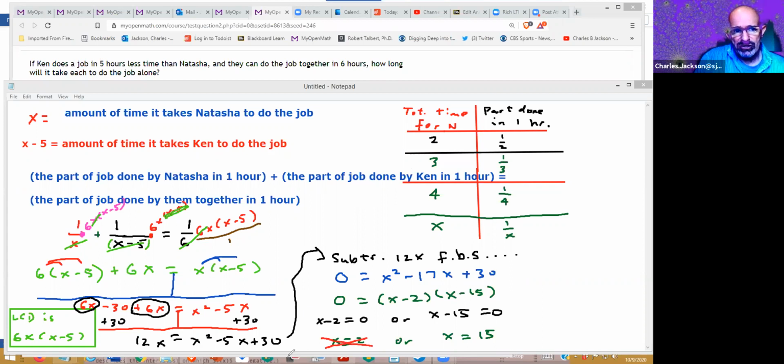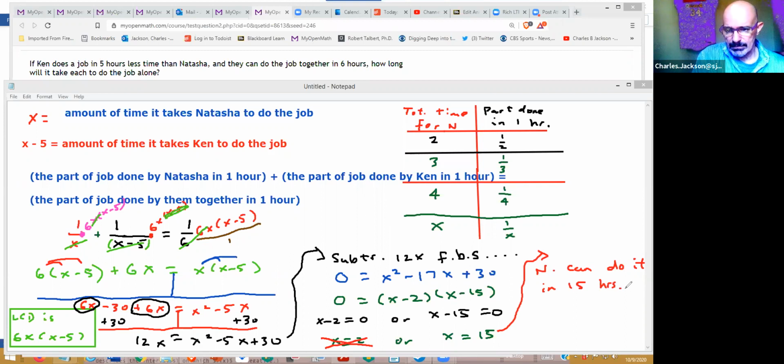Okay, so she can do the job in 15 hours. And Ken can do the job in that number minus 5 hours. So Natasha can do it in 15 hours. Ken: 15 minus 5, which equals 10 hours.